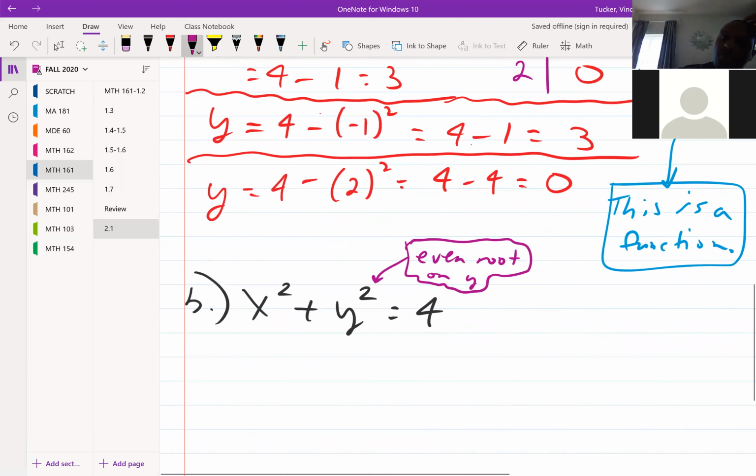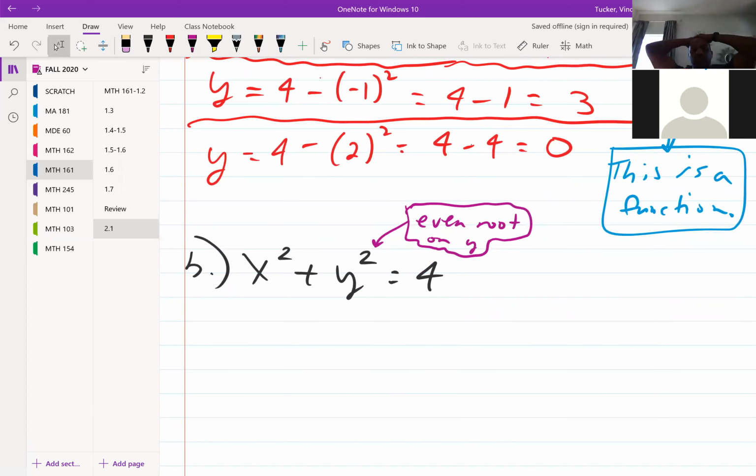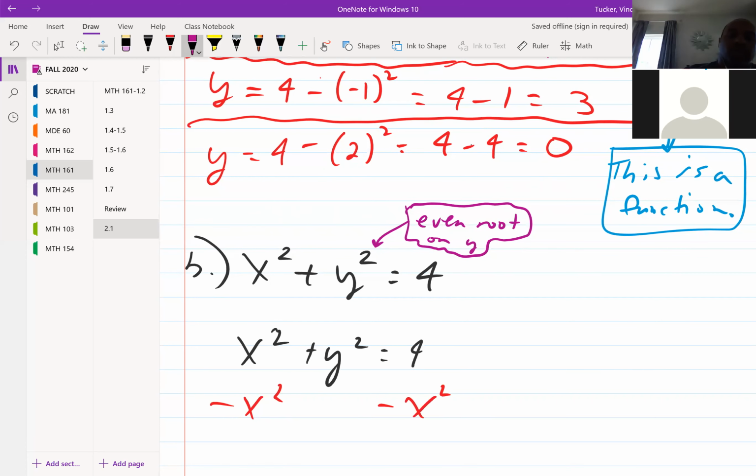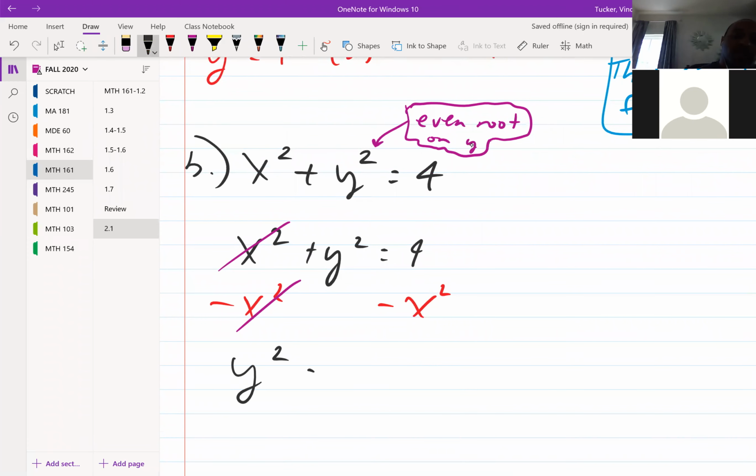x squared plus y squared equal to 4. So what's the main difference between this one and the last one? We have an even root on the y. So what is that going to do for us? The first step is to still solve it for y, excuse me. So we got x squared plus y squared equal to 4. I'm going to subtract x squared. y squared equal to 4 minus x squared.